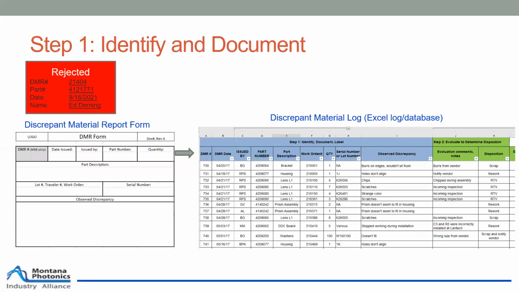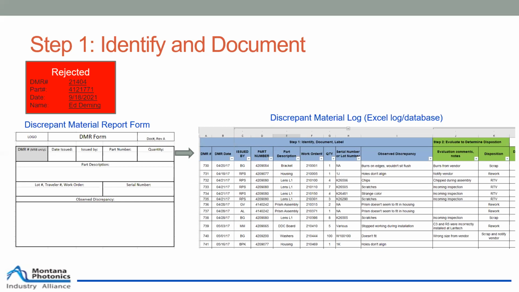Identify and document. The first step when you encounter discrepant material is to identify it in some manner as discrepant using a label or a tag. The next step is to document key information about the discrepant material event. This includes basic information such as part number, serial number if it has one, the date, your name, but it also includes sufficient description of the discrepancy and the nature of the discrepancy, such as key factors and conditions in which it occurred. For example, you may write, there was a large scratch on the optic well within the clear aperture that occurred while trying to place it in the housing.